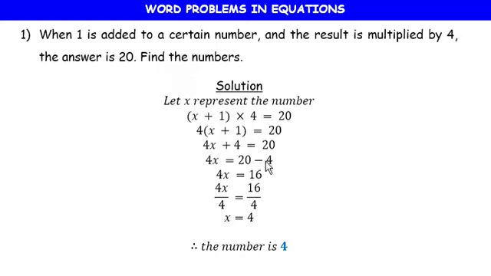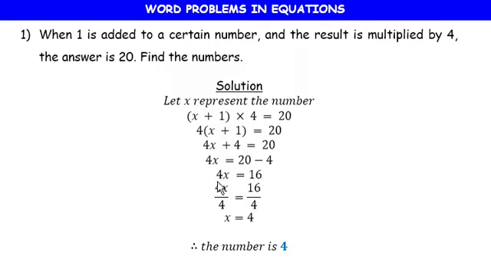So let's now solve our equation. Here we have to expand our bracket. So we have 4 into bracket x plus 1 is equal to 20. When we expand this bracket, we are going to have 4x plus 4 is equal to 20. We are going to move this 4 to the right side. So it's going to be 4x is equal to 20 minus 4, right? So we are going to have 4x is equal to 16.